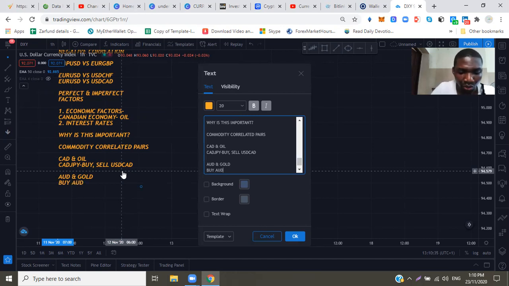AUD USD. You are looking to buy AUD USD at that time. Okay, so basically AUD has a positive correlation with gold, and AUD USD has a positive correlation with gold. So if gold is strengthening right now, go and check. Most of the time, you will see that AUD USD is also going upwards in the direction of gold.